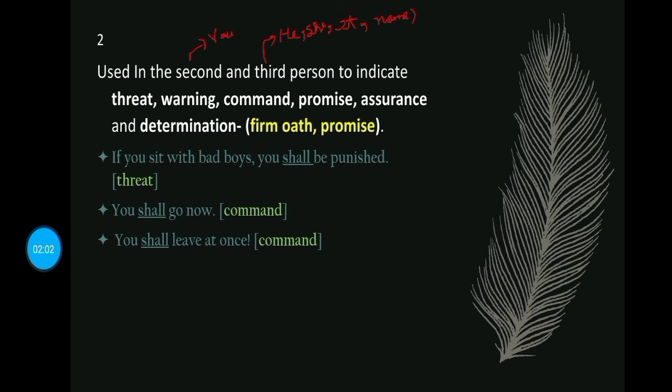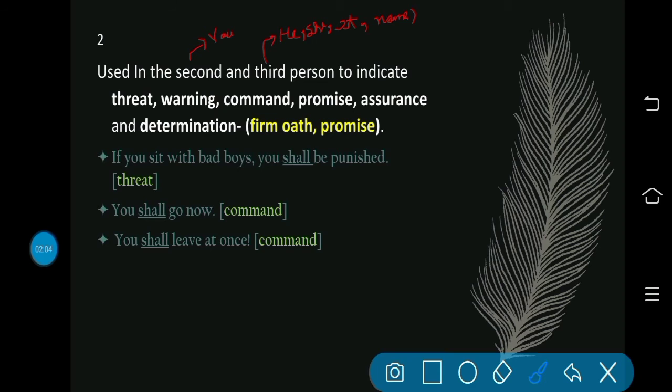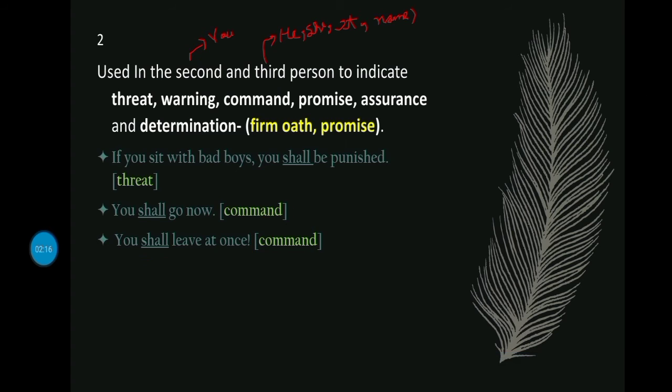And this is also an example: you shall leave at once. So here "shall" conveys a command, similar to the previous example. We are commanding that you shall leave at once. In a direct manner we are saying that you shall leave at once, or you will leave at once, like when we say leave at once, go out. So this is a direct way to say it.